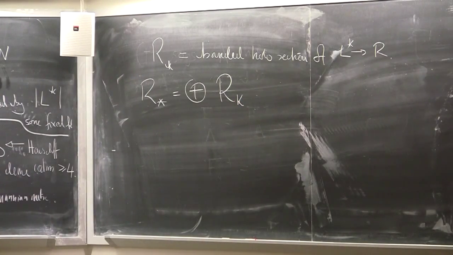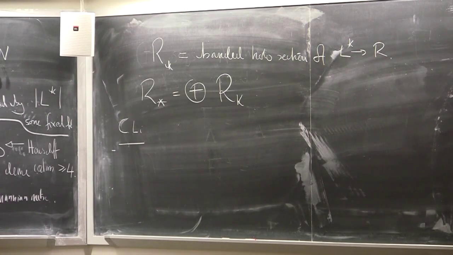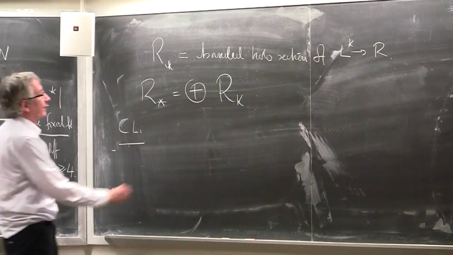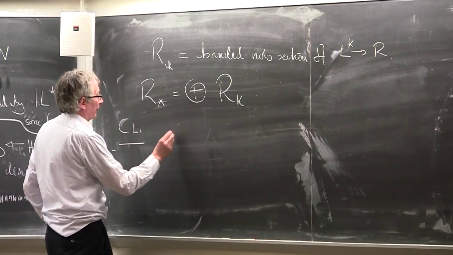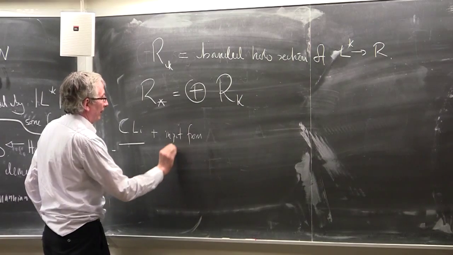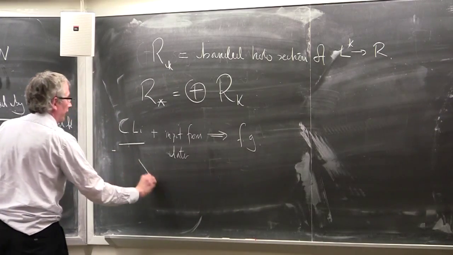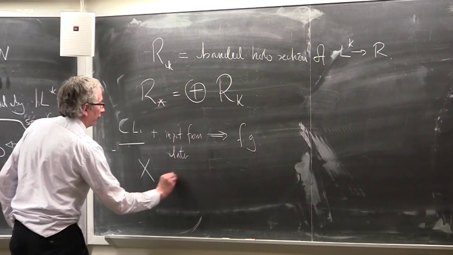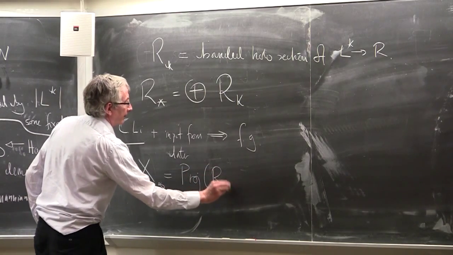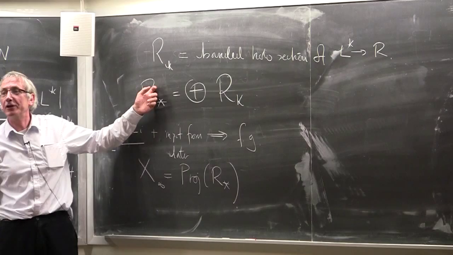And using results of Chi Li, plus the other input that we're going to put in from later, this is in fact finitely generated. So we could just define this thing, X infinity, to be the Proj of this R star. So we can write down a formula, but the difficulty is to prove that this is finitely generated, so that it actually defines it.